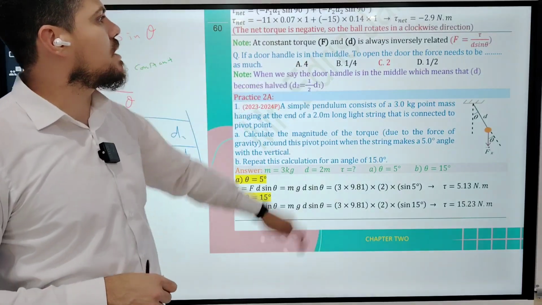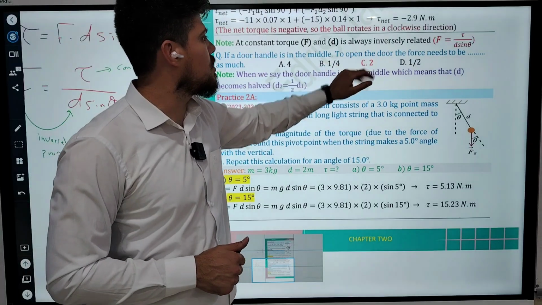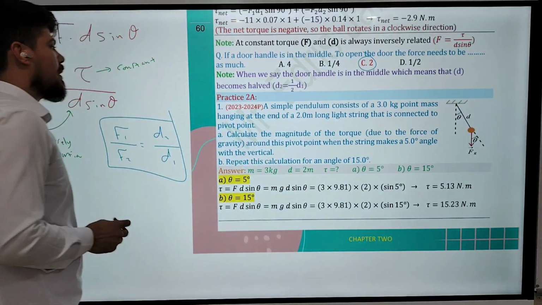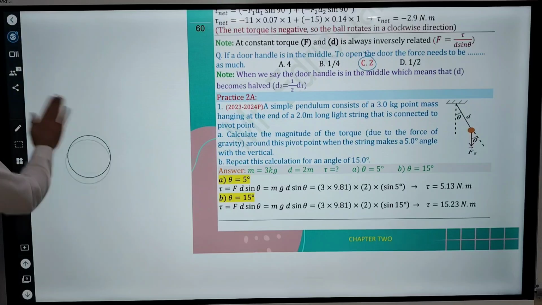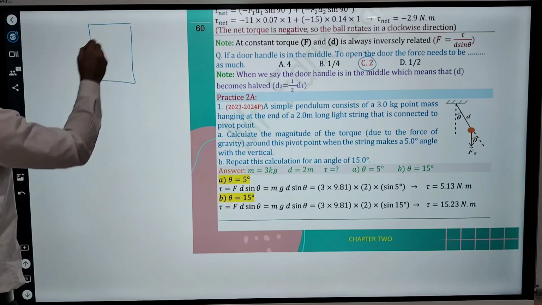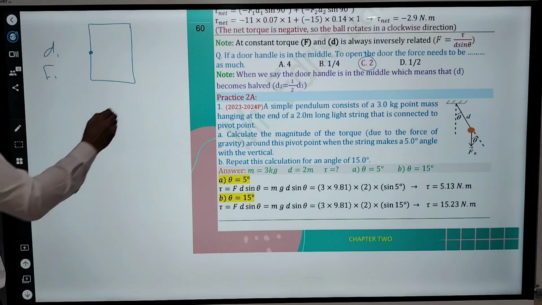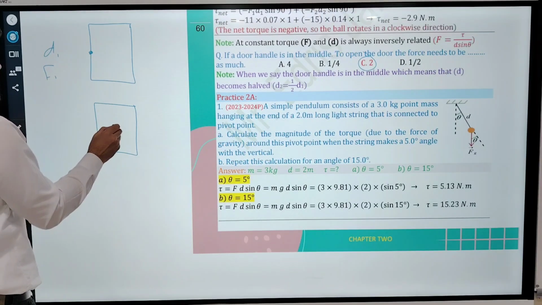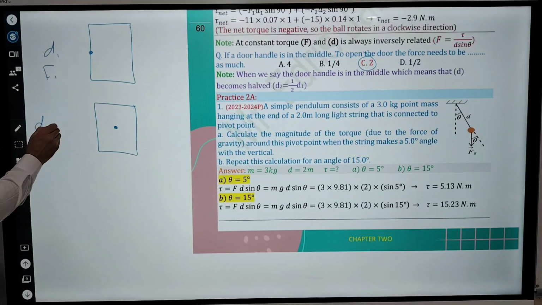If a door handle is in the middle, okay? If the door handle is in the middle, to open the door, the force needs to be what? To be twice as much. Why? Because if we decrease the distance of the door handle, look at this picture. For example, this is the handle of the door. In the first case, this is D1 and F1, okay? But in the second case, if we change the handle of the door into the middle of the door, what happened to the distance? The distance becomes half. So it means that D2 is equal to half of D1.